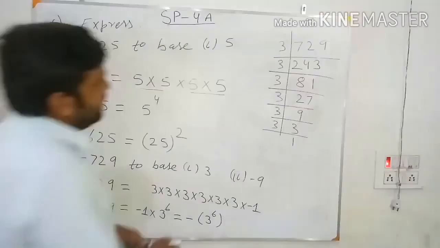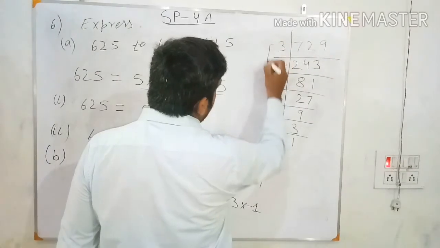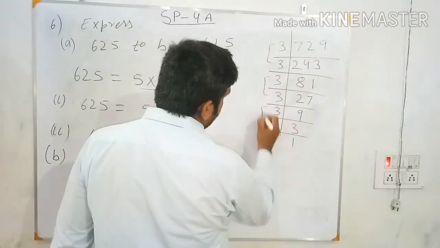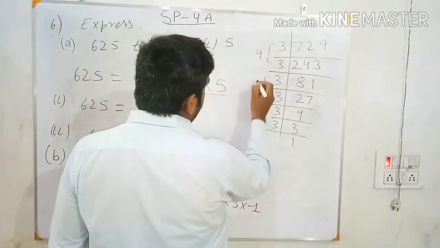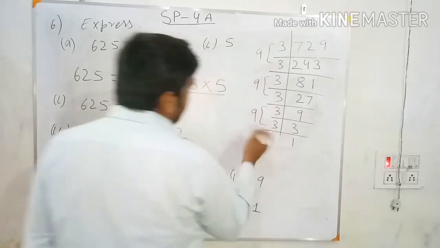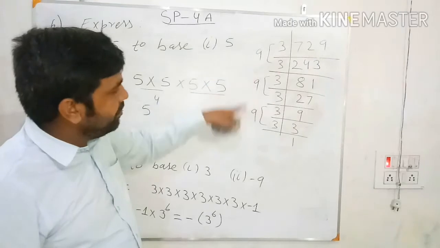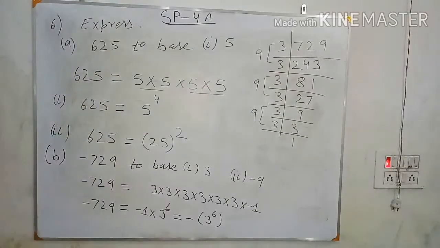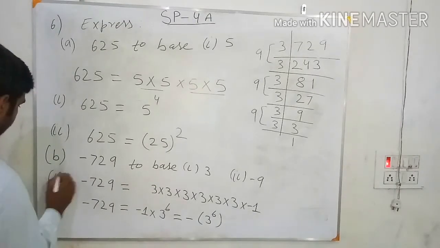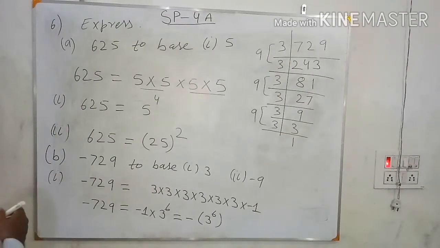So here you can see how you write. 3 3s are 9, take 2 pair, 3 3s are 9, 3 3s are 9. So 1 9 here, 1 9 here, 1 9 here. So you can express this number as 9 into 9 into 9 also we can write. So the first one we have done. Now we do the second one.